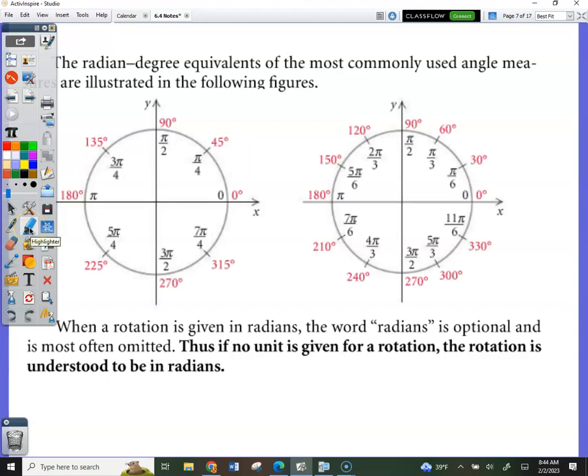Now, this is the takeaway right here. If no unit is given for a rotation, like they don't tell you the unit of measurement, then it's understood to be in radians. So if you don't see a degree symbol, then it's understood to be in radians, okay? How do you know when you're working with degrees? You will see the degree symbol every time. Okay? No secrets. And when we say the rotation, we are referring to the angles formed after it opens up from that initial side in whichever direction.